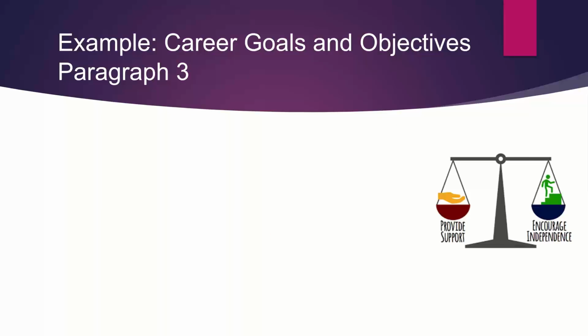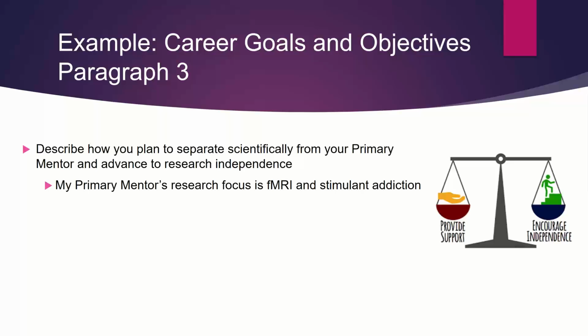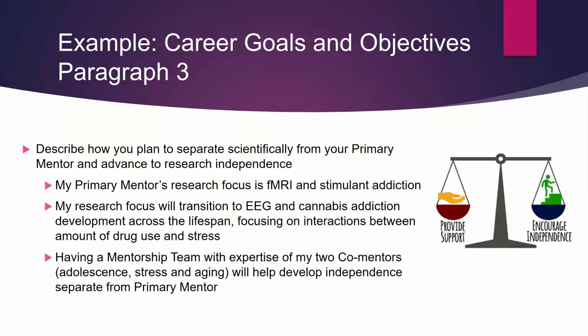Let's move on to paragraph 3. So I need to describe how I plan to separate scientifically from my primary mentor and advance to research independence. So my primary mentor's research focus is fMRI and stimulant addiction. My research focus will transition to EEG and cannabis addiction development across the lifespan, focusing on interactions between amount of drug use and stress. Having a mentorship team with the expertise of my co-mentors who focus on adolescence and stress and aging will help me develop independence separate from my primary mentor.